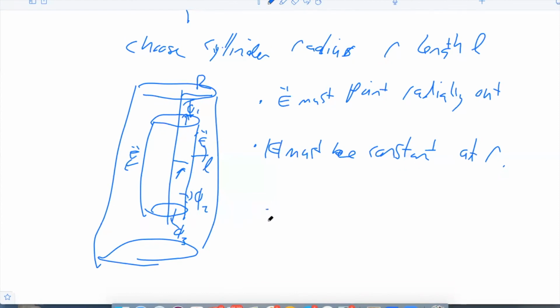So on top, E points out like this. My normal vector points straight up, perpendicular to the surface. E is parallel to the surface. E is perpendicular to the normal vector, so the flux is 0.